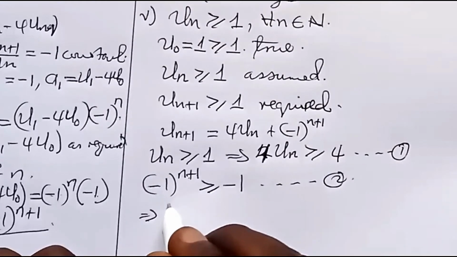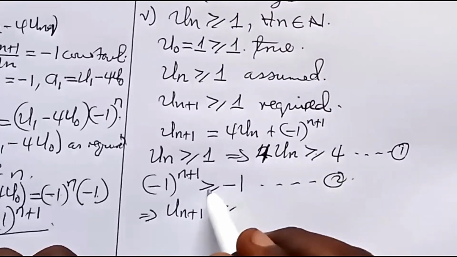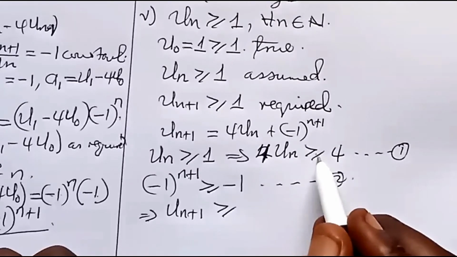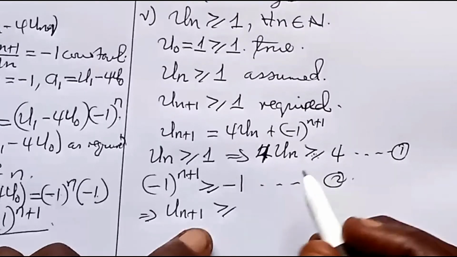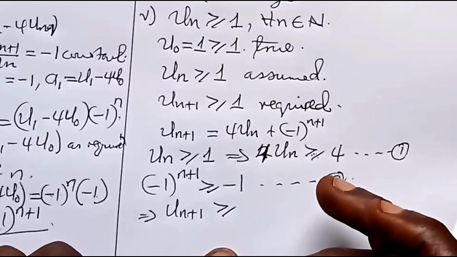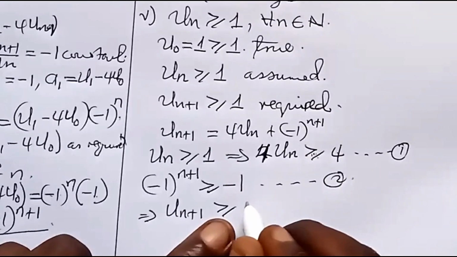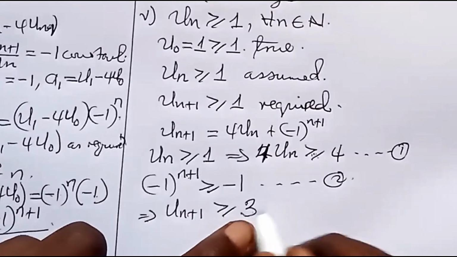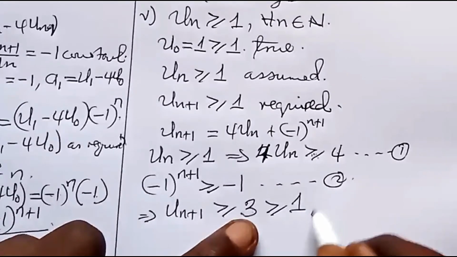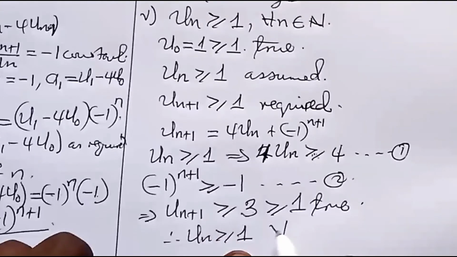It follows that un plus 1 should be greater than or equal to... I would have to add because they are inequalities with the same sign, greater than. So when they are greater than, you can add without any fear of contradiction. It's the greater than sign, so you can add the two inequalities on both sides. So un plus 1 should be greater than or equal to 4 plus negative 1, which is simply 3. This implies that un plus 1 is greater than or equal to 3, which is already greater than or equal to 1. And so this is true. Therefore, un is greater than or equal to 1 for all n elements of natural numbers.